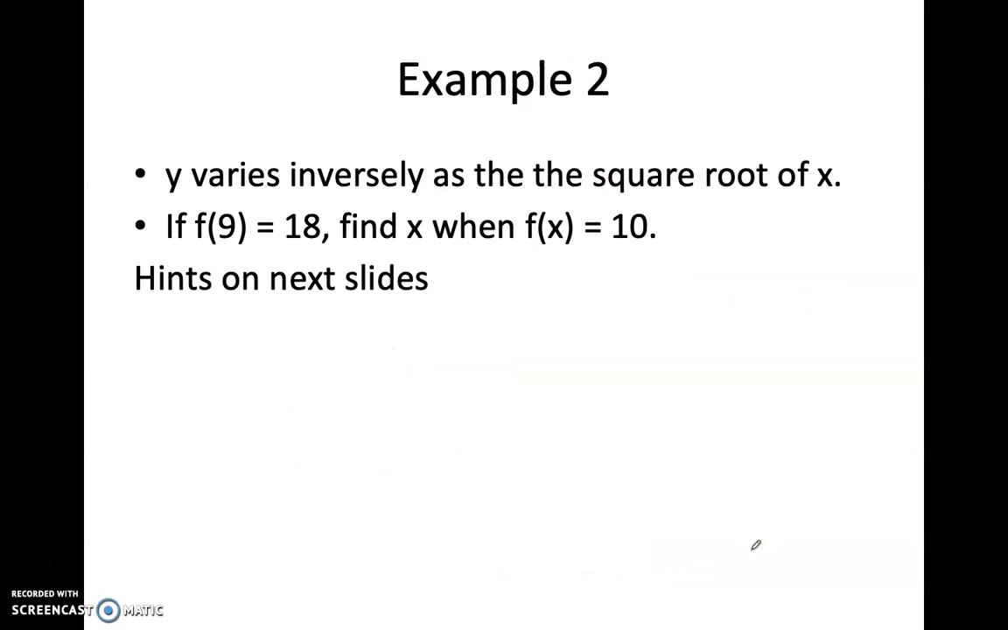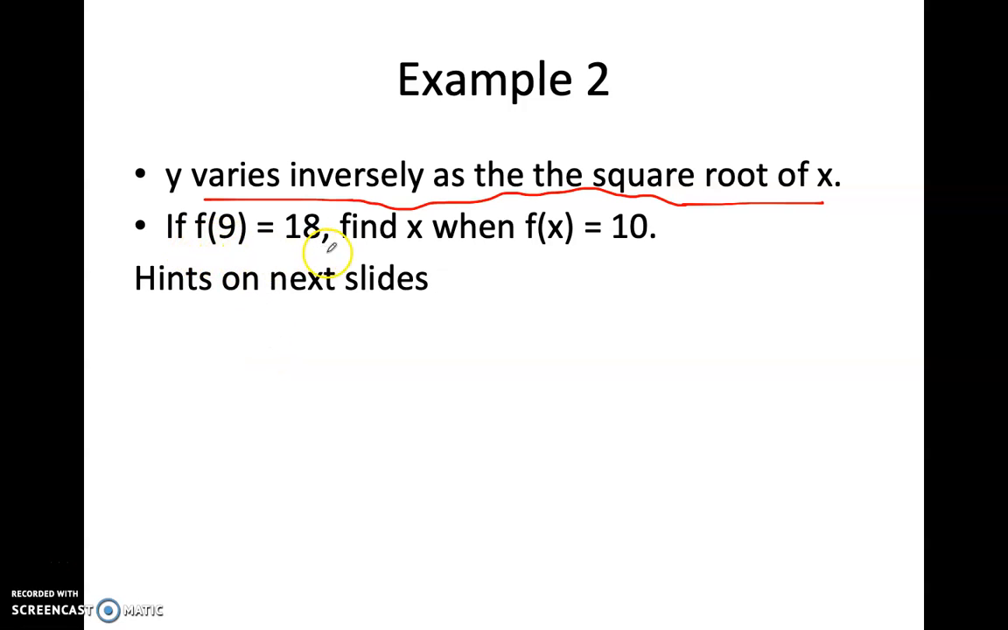All right, example 2, inversely as the square root of x. Got to read that carefully. Ooh, sloppy. All right, so we're going to do the square root of x this time. So it's going to be inverse, so it's going to be division. So it's y equals k over a square root, so square root of x. And I'll show what that looks like. And this is a tricky part.